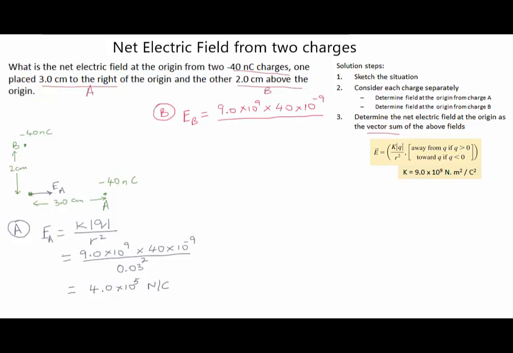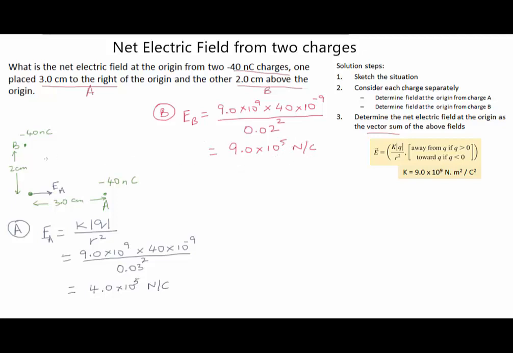Since our point of interest is still the origin, I care about the distance of B from the origin, which is given to us as 2 centimeters. Once again, converting it to meters, it's 0.02 meters, and I got to square that for the equation. And when you put that into your calculator, you'll get 900,000 or 9.0 times 10 to the 5 Newton per coulomb.